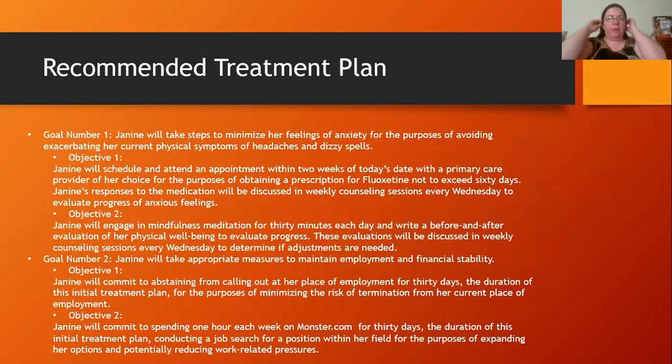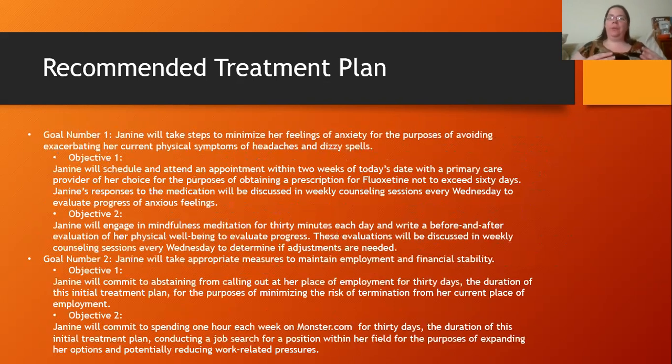So getting into how we do that more specifically, we want to elicit from Janine a commitment to abstaining from calling out at her place of employment for 30 days. That's the entire duration of this tentative treatment plan. And the purpose is to minimize the risk for termination, try to get back on good terms with the boss and get back on track, basically.